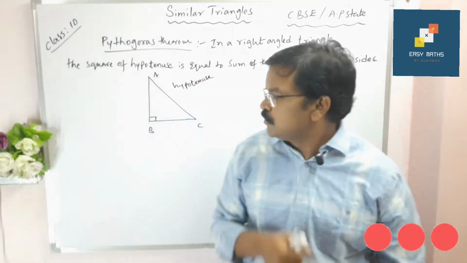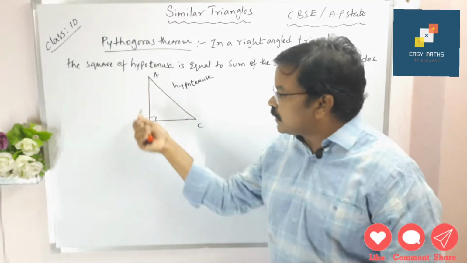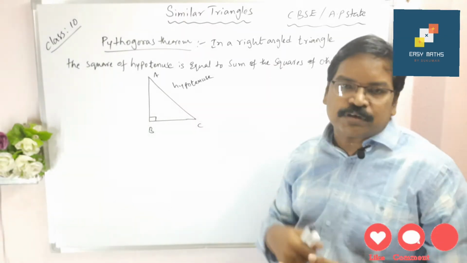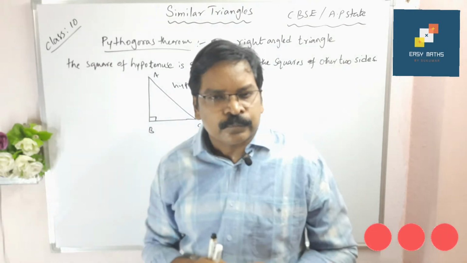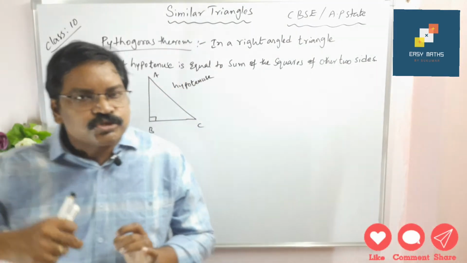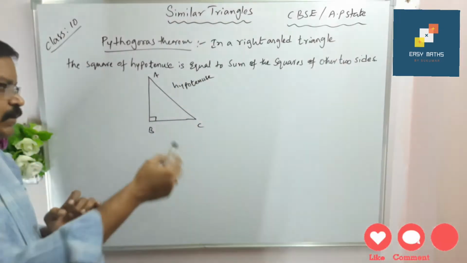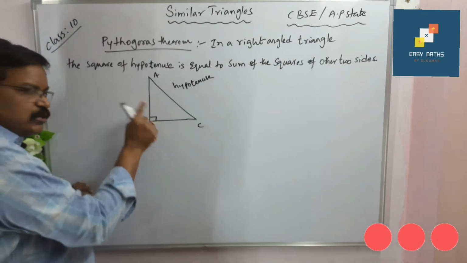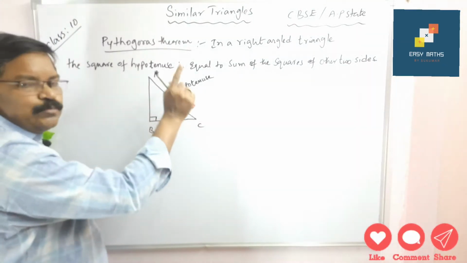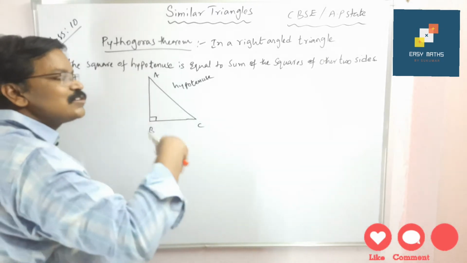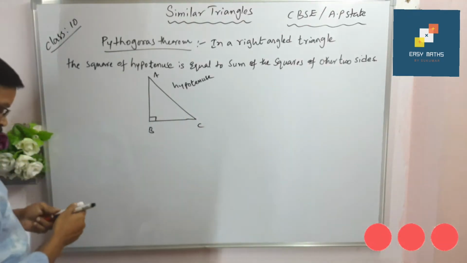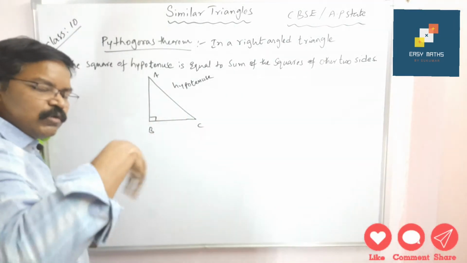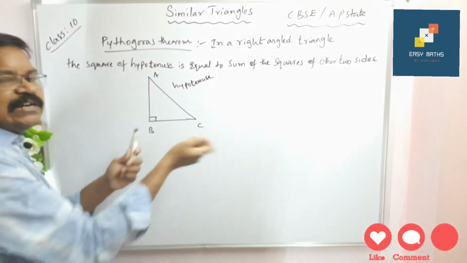Okay, my dear students. So here, this is a right angle triangle. This is the hypotenuse. Hypotenuse means it is exactly opposite to the right angle. This is not the hypotenuse. This side is the hypotenuse. These two are the other two sides. And I told one more thing also: this is the longest side in a right angle triangle.